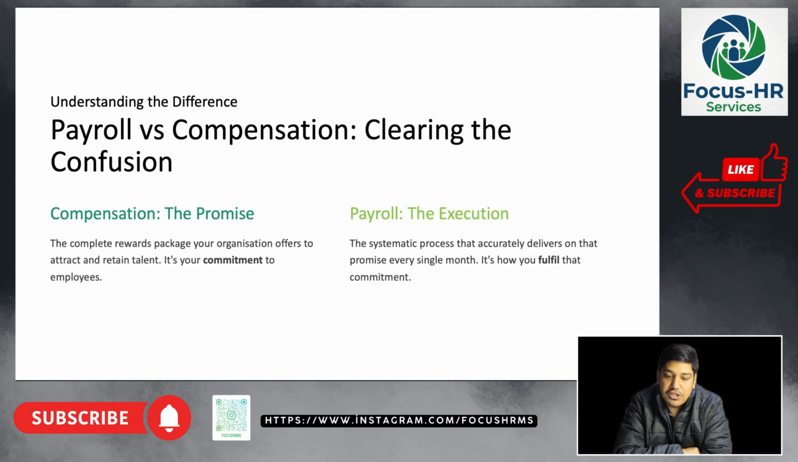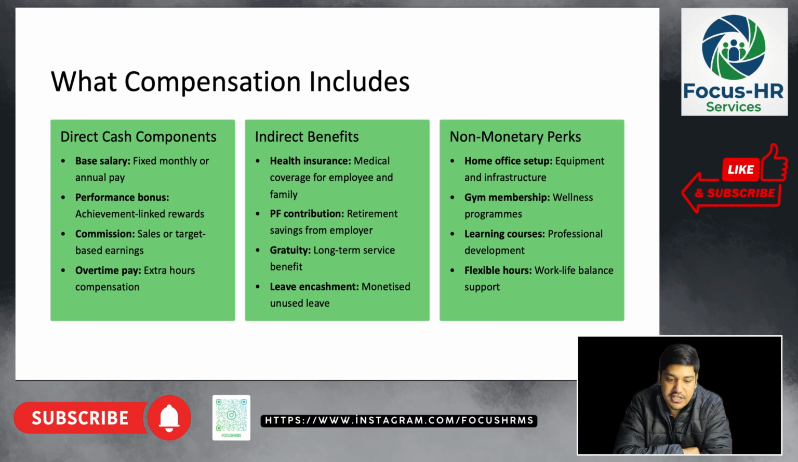What does compensation include? Compensation has three types of components. First is the direct cash component. Direct cash components include basic salary, performance bonus, commissions, overtime pay, etc. Then there are indirect benefits, which are health insurance, medical coverage for the employee and their family if covered, PF contribution, gratuity, and leave encashment. Then there are non-monetary perks as well, such as if the company pays for a home office setup, gym membership, learning courses, or flexible hours. These are all components of compensation.